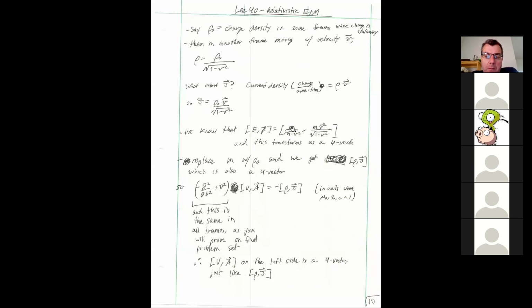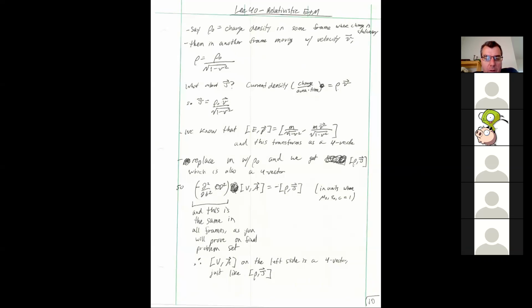The energy momentum 4 vector is mass over square root of 1 minus V squared and mass times velocity over square root of 1 minus V squared. So all we've done is change the constant, but if this transforms like a 4 vector, then so does rho J.